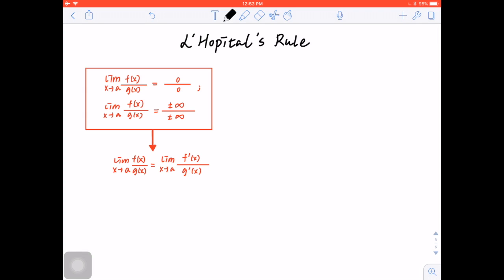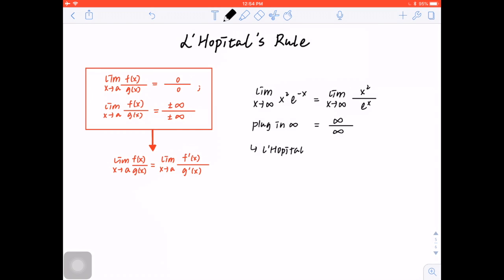Here's another example of using L'Hopital's rule to solve for the limits. You are given the function x squared times e to the negative x, and we simplify it to get x squared over e to the x as x approaches infinity. We plug infinity into the function and we get infinity over infinity. So this time we use L'Hopital's rule to solve for this indeterminate form of limits. We take the derivative of both the denominator and the numerator, and we get 2x over e to the x as x approaches infinity.